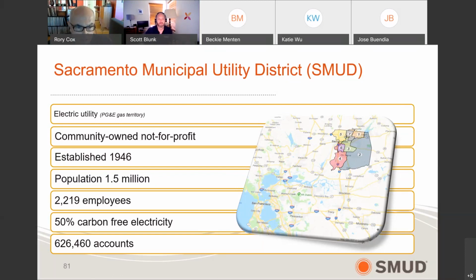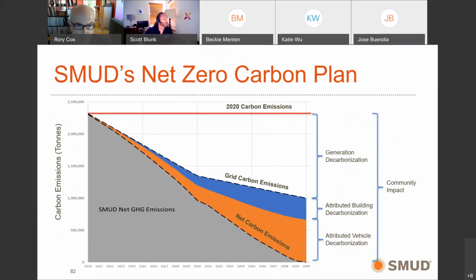Next slide. We have a plan to get to net zero carbon by 2040. The current plan, this was set in 2018, and I think it'll end up being much better than this. But the plan at that time anyway was we still have some emissions.